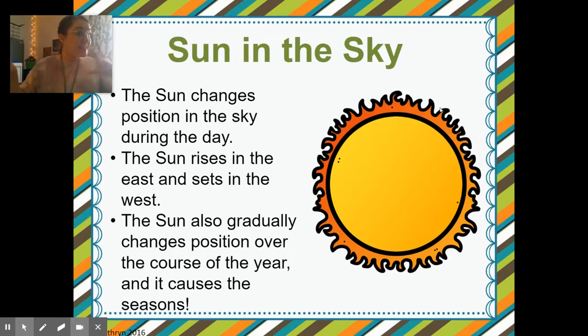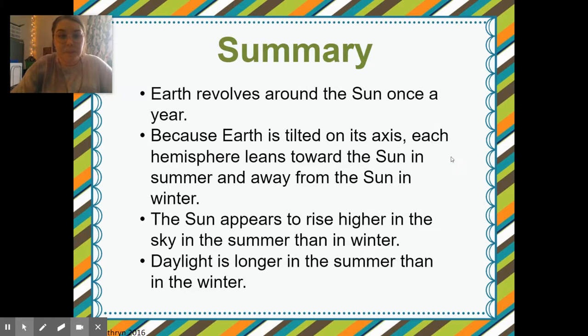The sun also changes position in the sky during the day. The sun rises in the east, sets in the west. I'm sure you've heard that a million times. Rises in the east, sets in the west. It also gradually changes positions over the course of the year, and it causes the seasons.